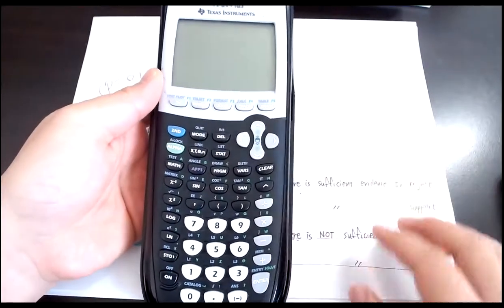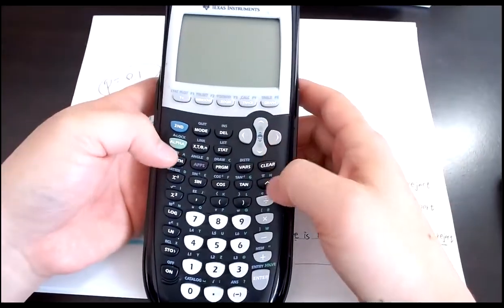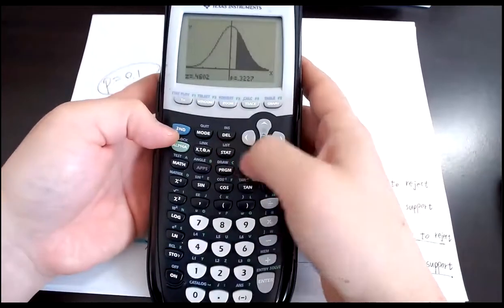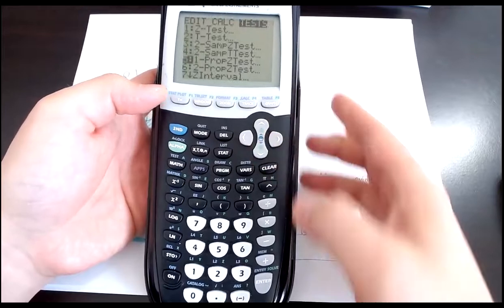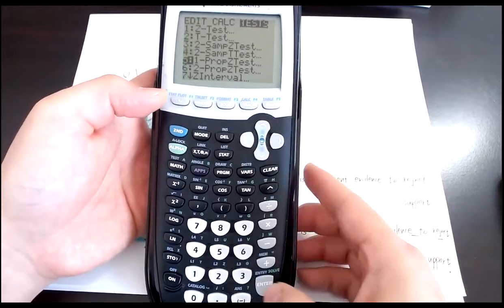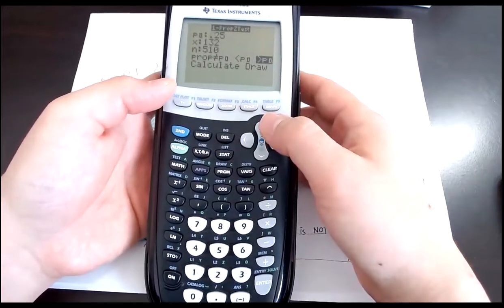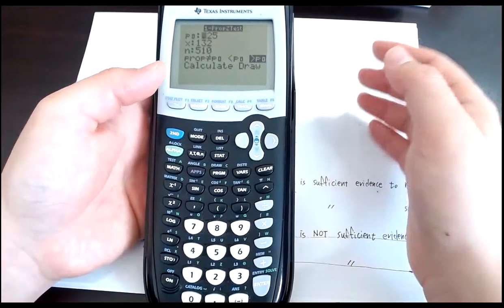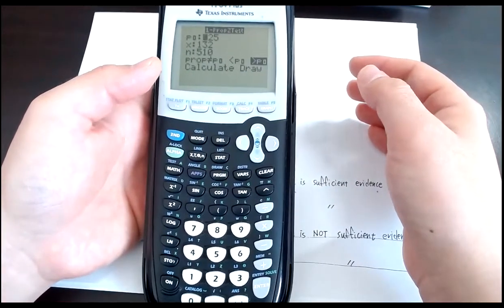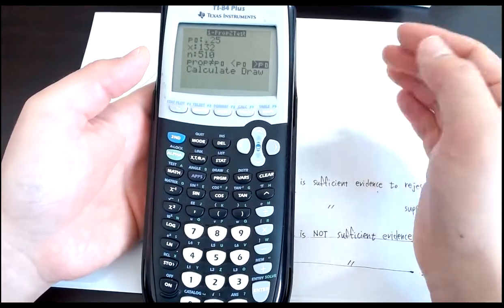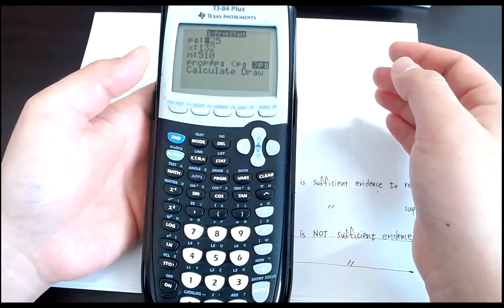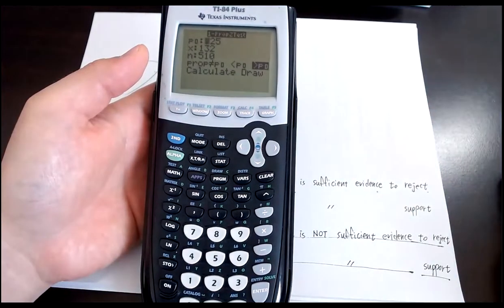So here's the calculator. Then we go to the stack. Wait a second. Stat, test, and the one-proportion Z test. Okay, so the interesting thing is this: in this example, since the claim is P equals 0.88, the alternative hypothesis is P is not equal to 0.88, right?